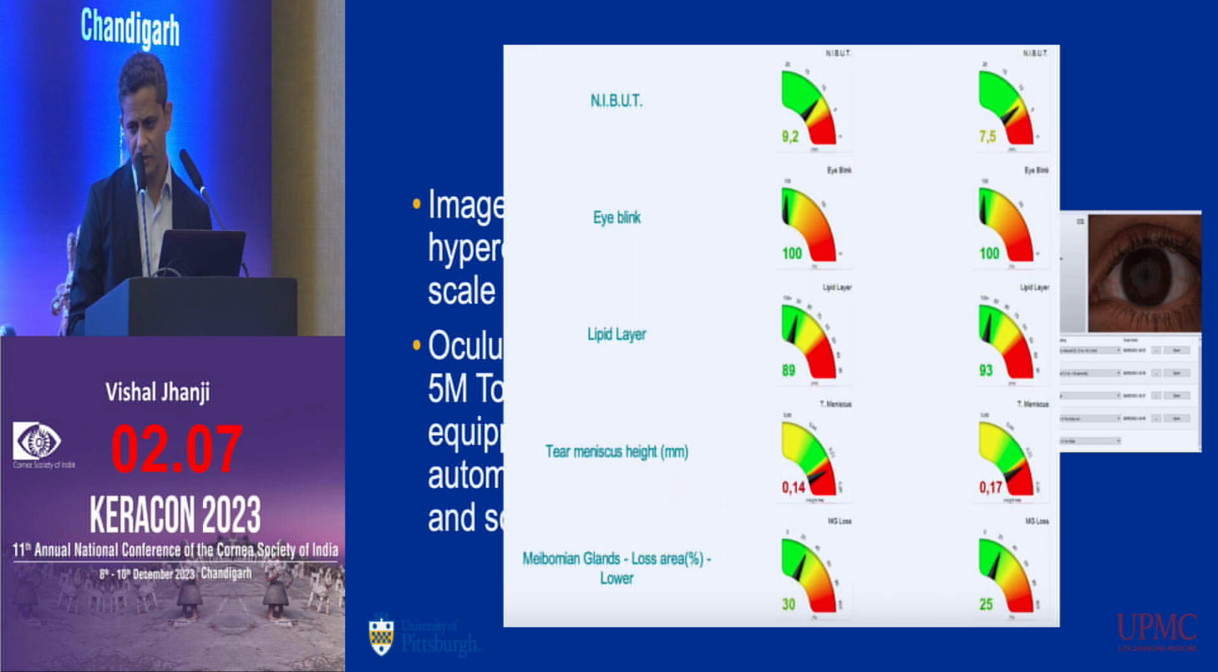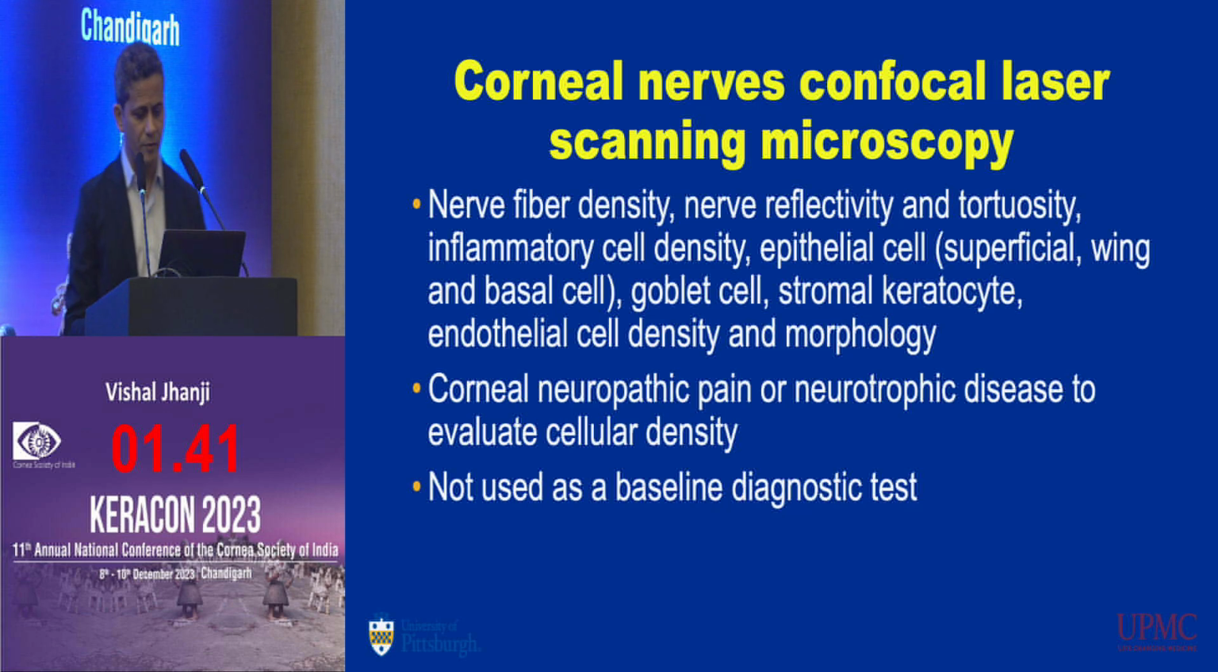This is a machine which is not approved by the FDA. It's from Italy. As you can see, they have a huge database of normal patients, the normative database, and the machine actually gives you an assessment of non-invasive breakup time, the rate of partial blink over a period of 20 seconds or so, the thickness of lipid layer, height of the tear meniscus, and also the loss of meibomian glands, thereby giving you something objective to share with the patient.